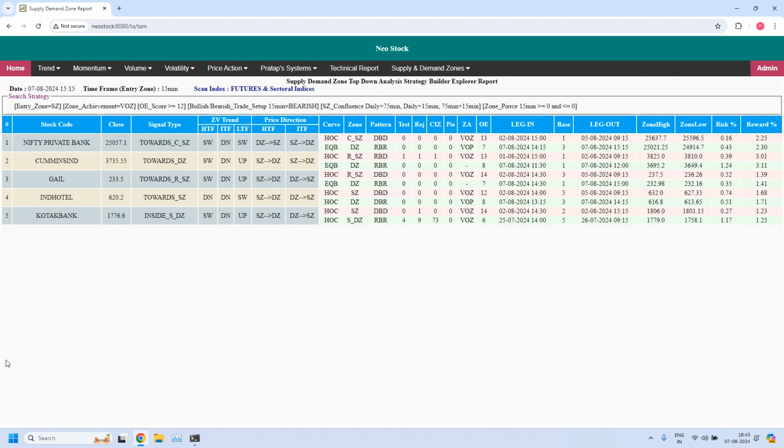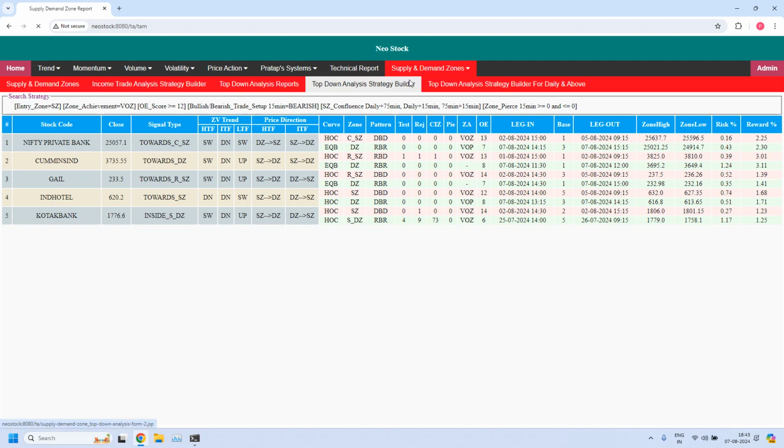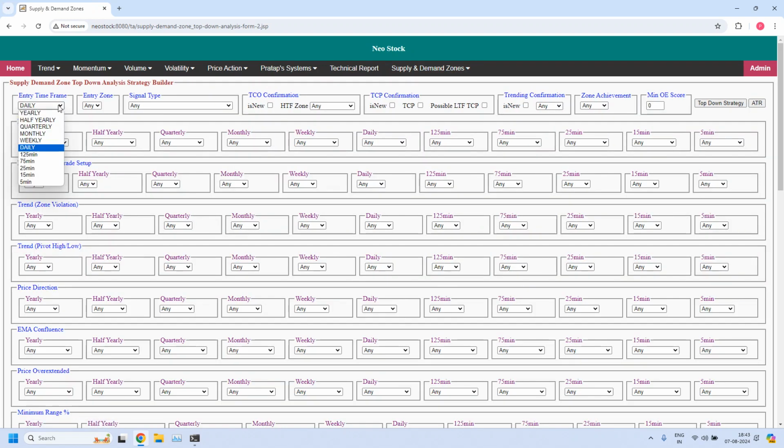Okay, this is about the daily income trade for bullish and bearish trade setups. Next, the last one is the hourly income trade, that is for day trading. In the hourly income trade, the entry time frame is 5 minutes.